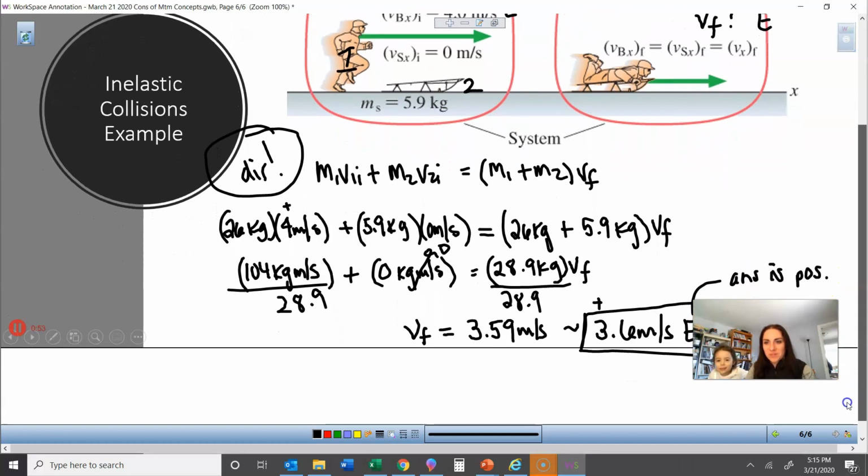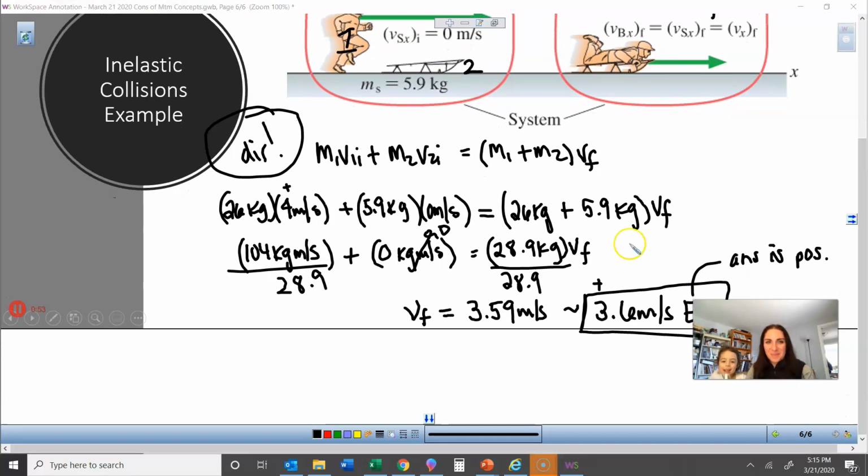Here's a cameo from my daughter. Okay. All right, we're going to pause for a minute and do the next question. Okay, I'm back. So that was how you can solve an inelastic collision.